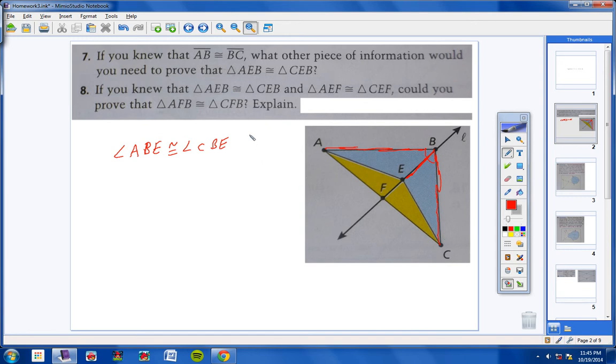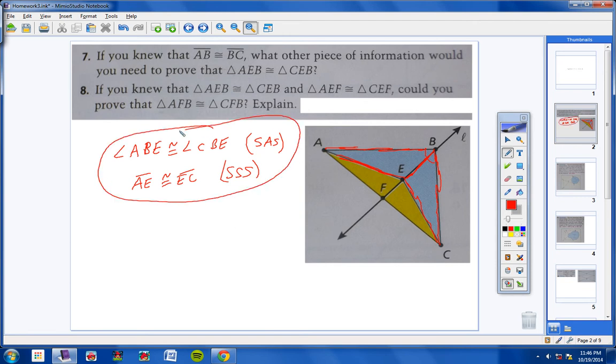That would give you side, angle, side, or we could also state that we need to know that AE is congruent to EC, and if we went that route, this segment here congruent to this segment here, then we would use the side, side, side reason, okay? So either one of these two answers here would be sufficient, okay? All right, moving on to number 8.